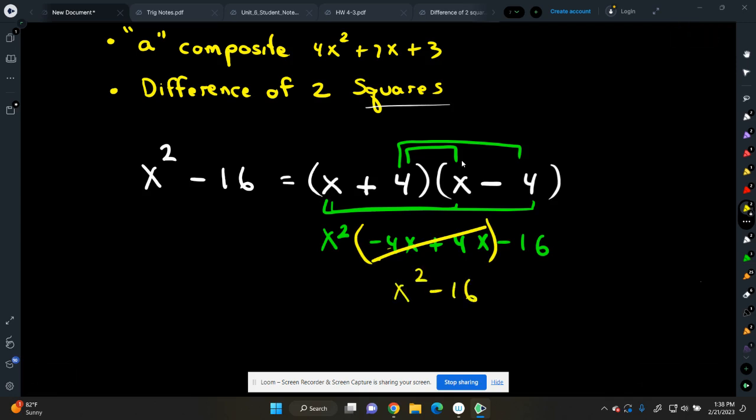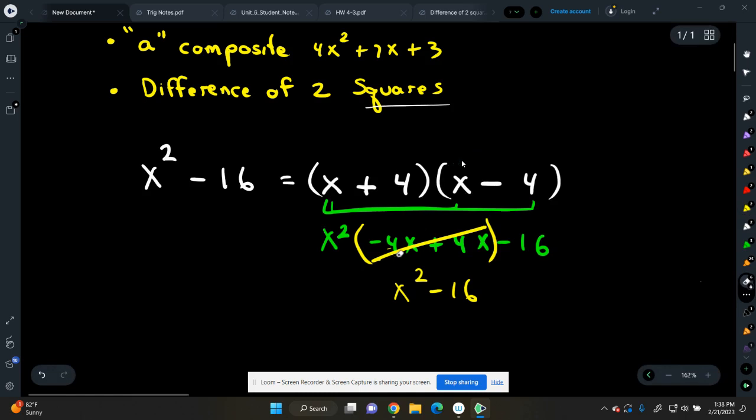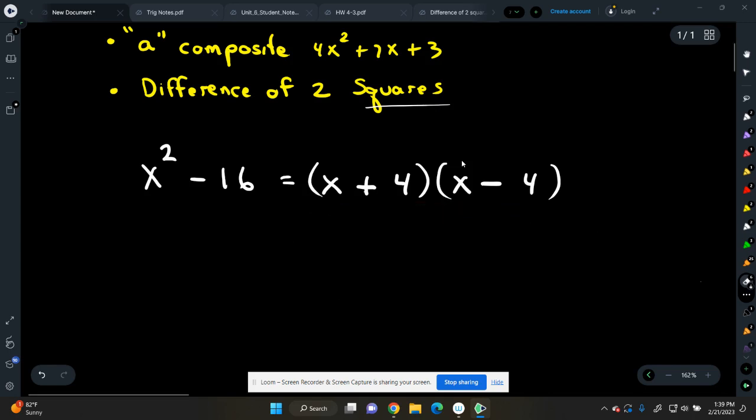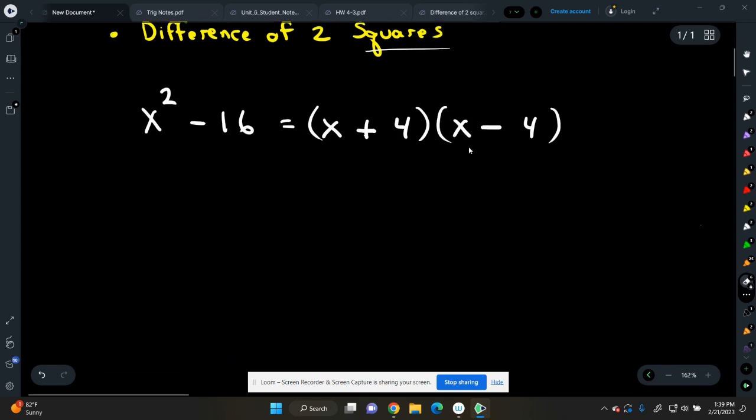So when we have something like this where it's the same number, but one is positive and one is negative, that middle part completely drops out every time. Okay? Get a little bit harder, but not much. Okay, let's look at another example.